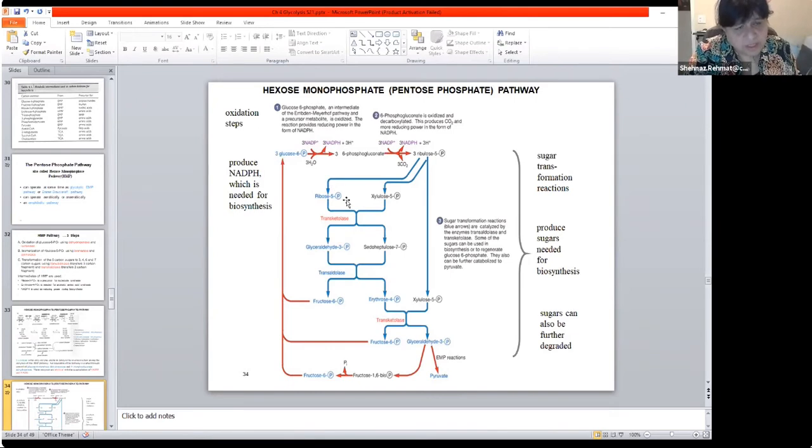But during these conversions, you are creating some intermediates that will be drawn away for synthesis of other amino acids or nucleotides and so on. And of course, you can do the glyceraldehyde 3-phosphate going back to fructose 6-phosphate and regenerating also. So as such, the important thing you look at is the sugar transformation reactions, and then produce sugars that are needed for biosynthesis, and then sugars that can be further degraded and be converted to pyruvate. So 4 important ideas in your HMP.